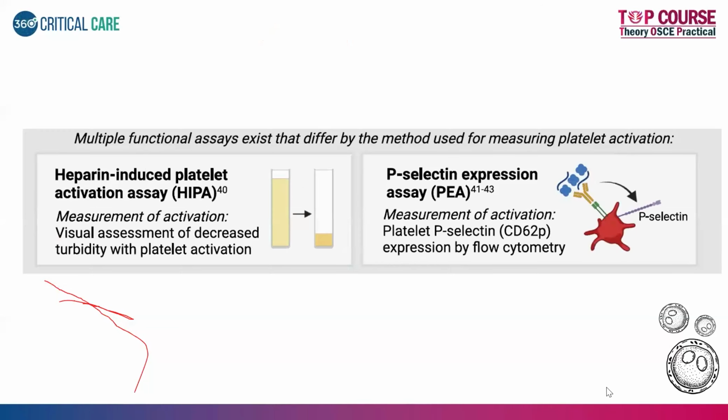Okay. So there are other functional assays present apart from the serotonin release assay. But if they ask you what is the gold standard test for HITT, then you have to tell it as serotonin release assay. Okay, so which are the other functional assays? Heparin-induced platelet activation assay and P-selectin expression assay. Okay, remember two words: immunoassays, functional assays. Functional assay is serotonin release assay.